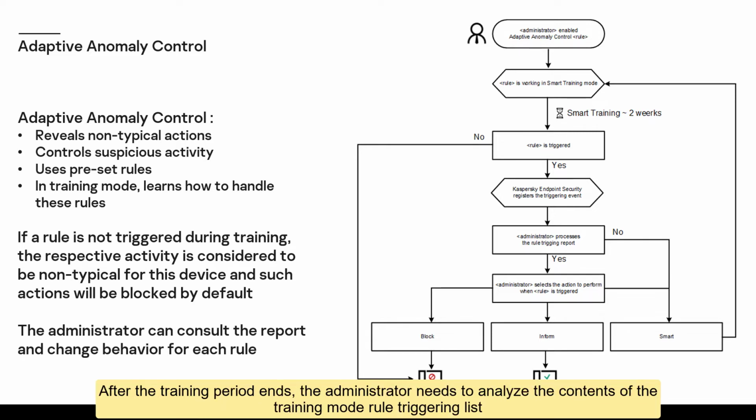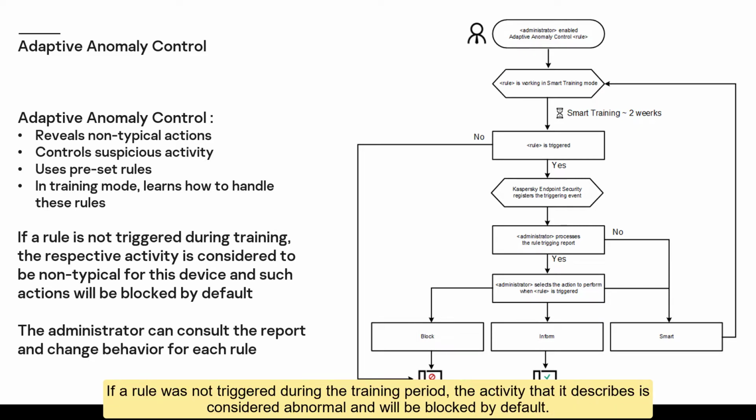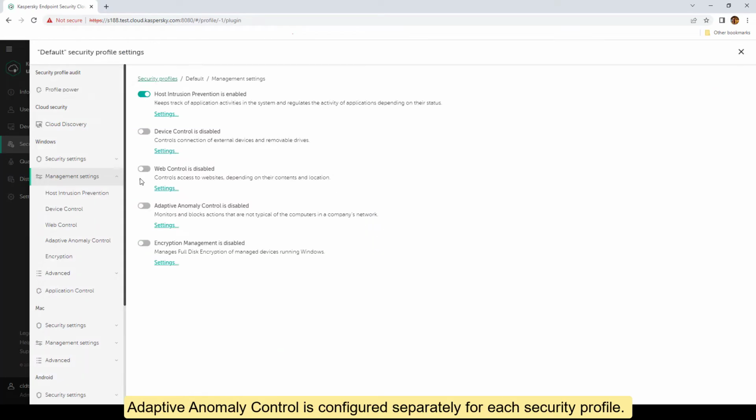After the training period ends, the administrator needs to analyze the contents of the training mode rule triggering list and choose the behavior for anomaly control when each rule is triggered, block or allow. If a rule was not triggered during the training period, the activity that it describes is considered abnormal and will be blocked by default. Adaptive Anomaly Control is configured separately for each security profile.